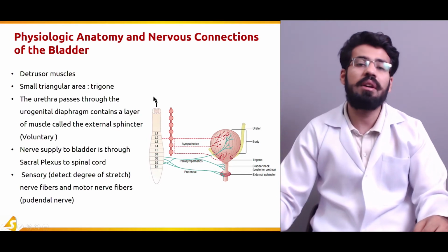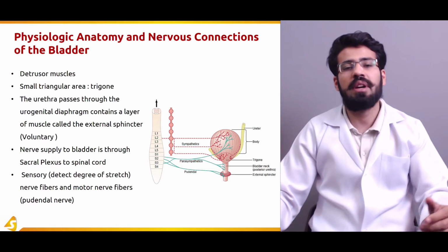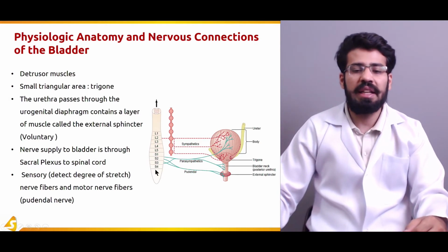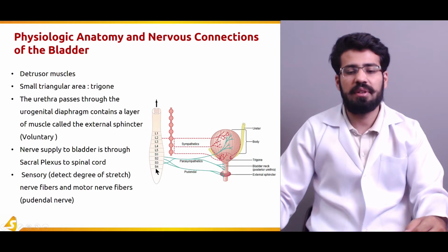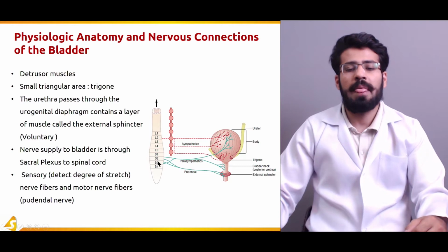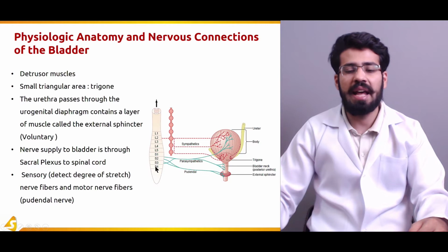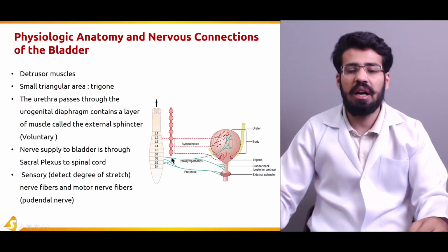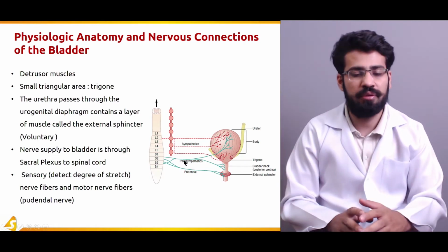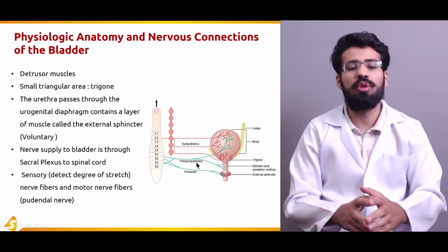Now, if you can recall, the spinal cord has been divided into four major portions: cervical, thoracic, lumbar, and sacral regions. This L stands for the lumbar, S stands for the sacral. Now the sympathetic system moves from the lumbar region, and the parasympathetic moves from the sacral regions. Now, this has been divided into two major types of nerve fibers. Number one is the sensory nerve fibers. Number two is the motor nerve fibers.